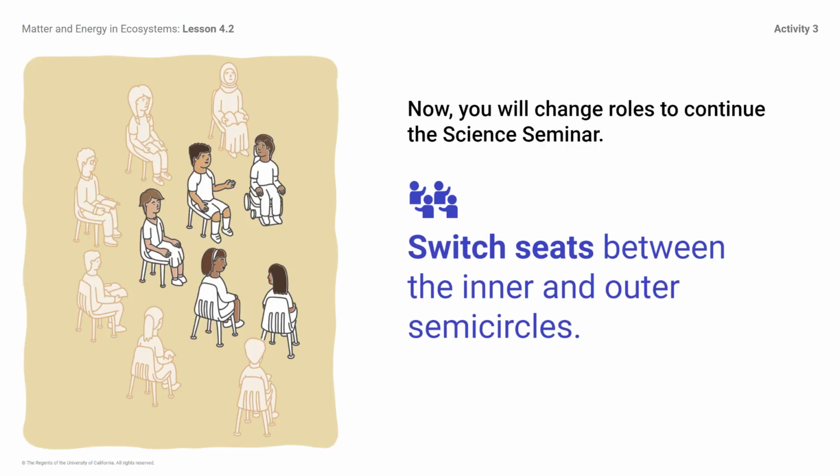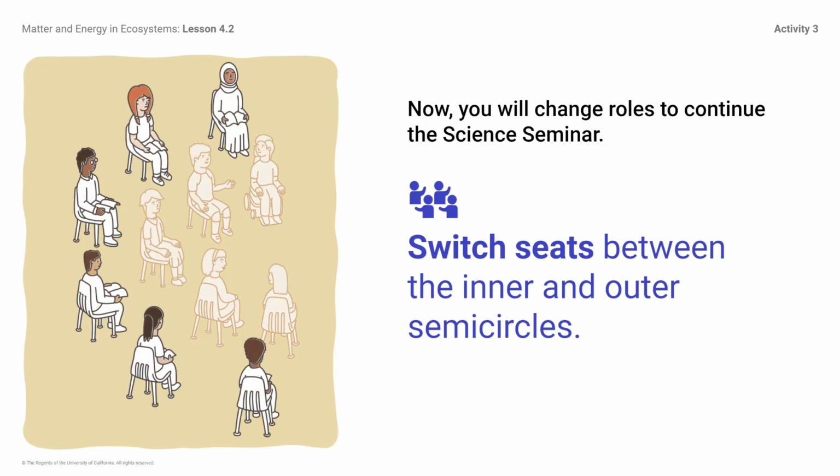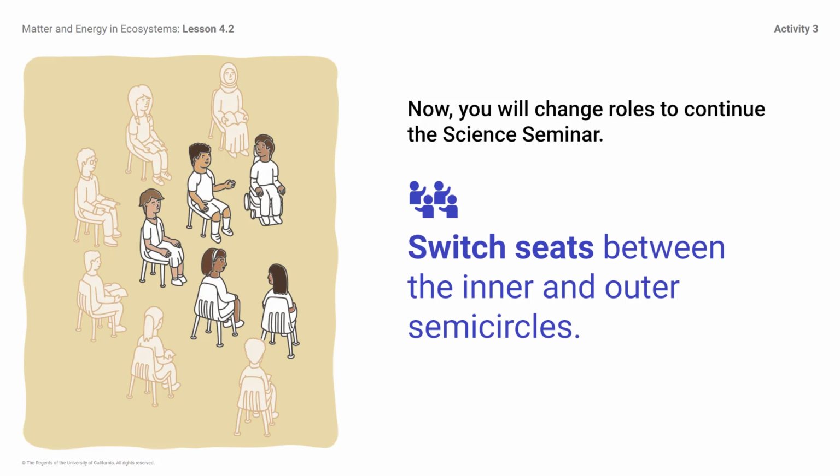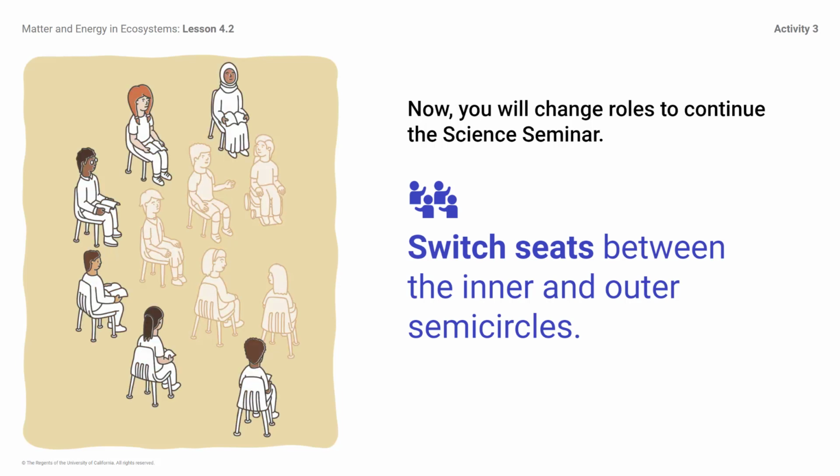Now you will change roles to continue the science seminar. Switch seats between the inner and outer semicircles. Students moving to the inner semicircle, take out your evidence cards. Students moving to the outer semicircle, take out your science seminar observation sheets.